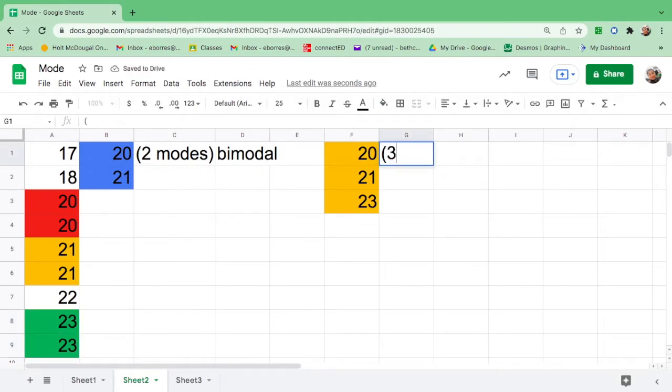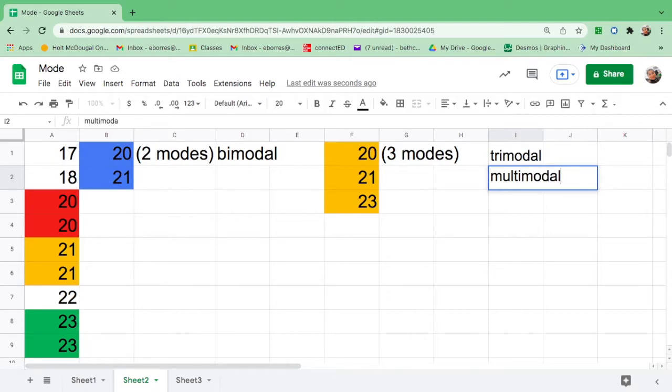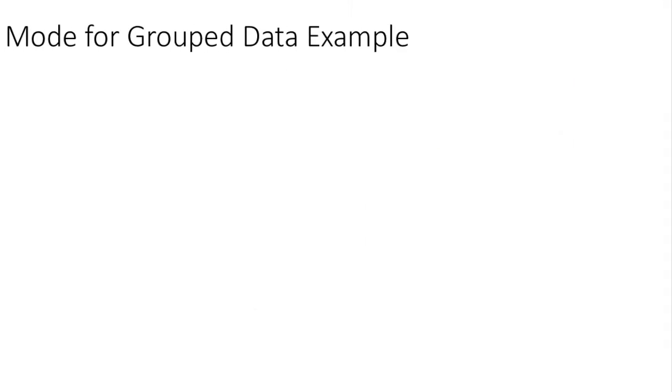And a distribution with three modes is what we call trimodal. And if there are more than three modes, we call that multimodal. Let us now find the mode for grouped data.